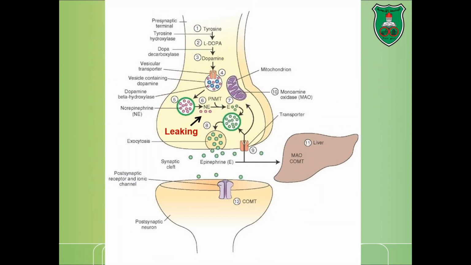As for the synthesis of epinephrine, it is made by the methyltransferase that converts norepinephrine into epinephrine. Now, as I said, norepinephrine is inside vesicles, but it leaks out of these vesicles. So norepinephrine becomes cytosolic, and it can be converted into epinephrine, and epinephrine is packaged into the small synaptic vesicles. Okay. Again, same thing happens. Once released, epinephrine can be taken up by the presynaptic cell, or it can reach the liver where it can be inactivated.